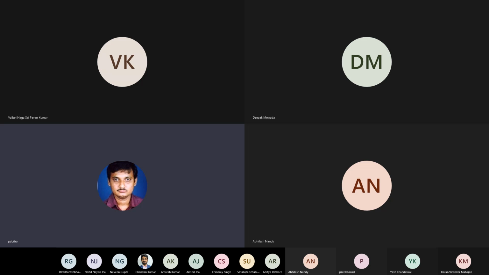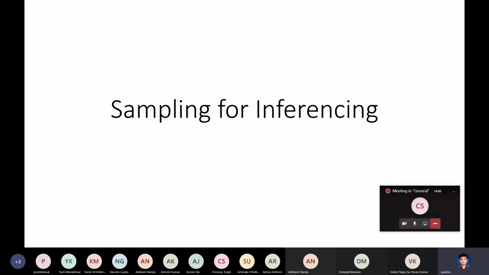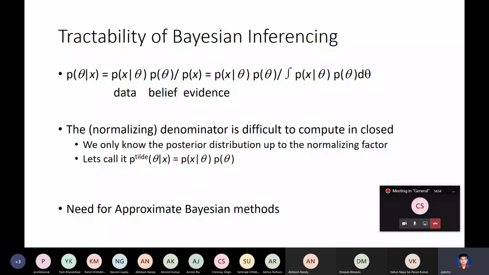Good morning, everybody. Let us start our discussion on the sampling methods for inference. So a quick recap, our goal was to draw a sample from an unknown distribution, or rather a complex distribution, often the posterior distribution that we are interested in. So we are interested in drawing a sample from p(theta given x).